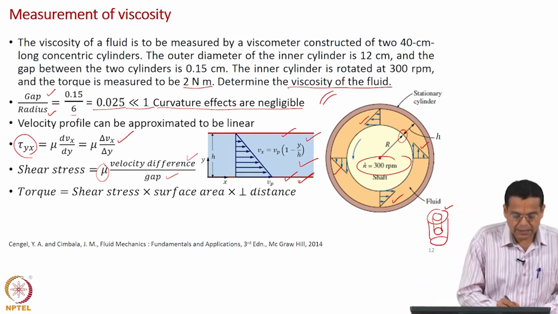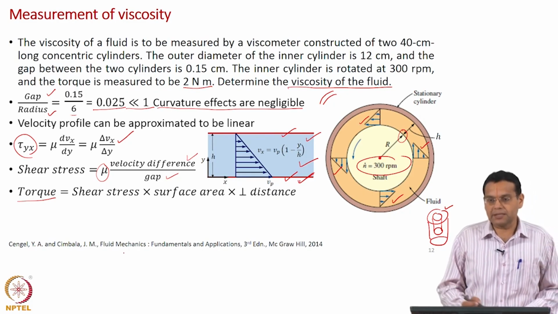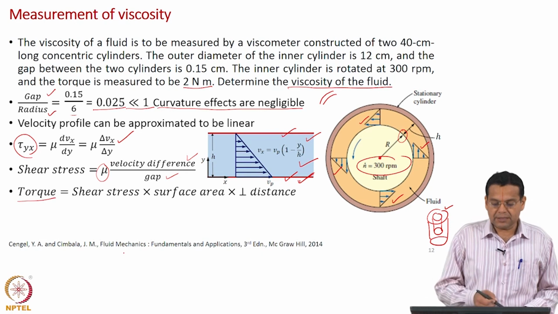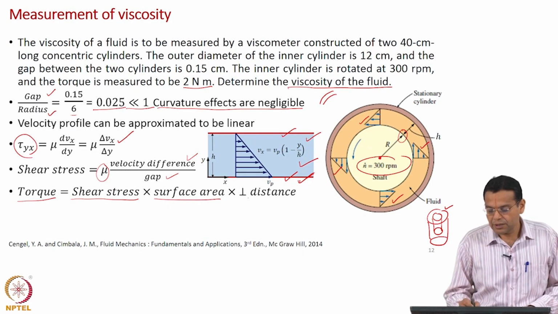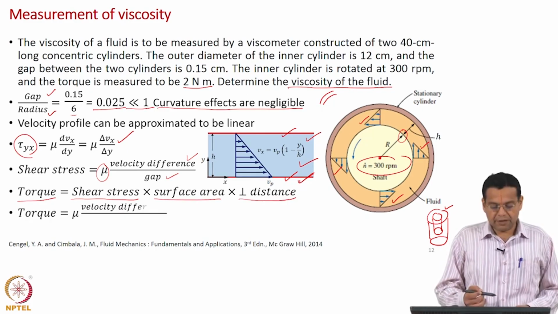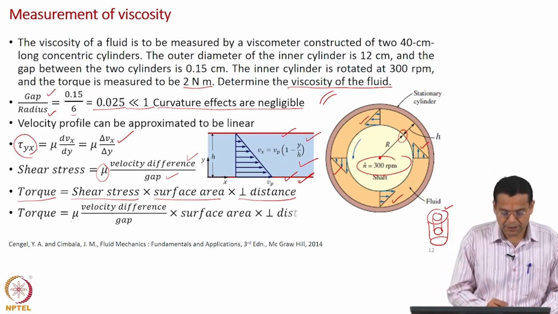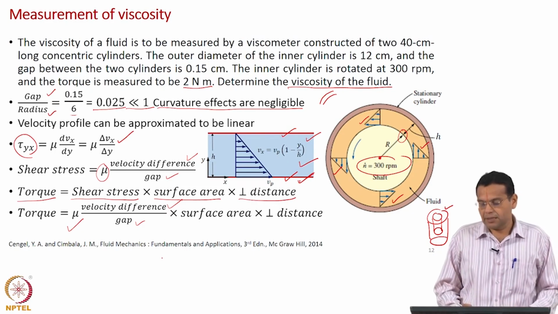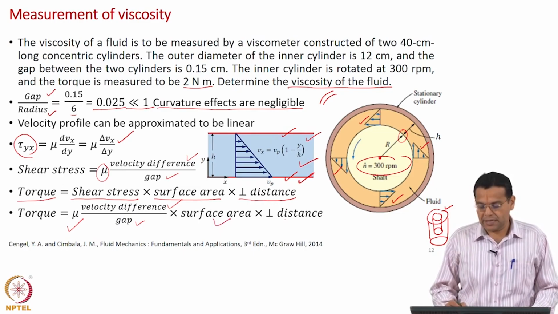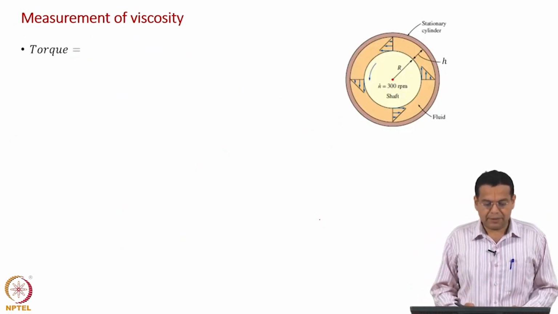Okay. So, let us write an expression for torque. What is torque? It is force into the perpendicular distance. What is force? The stress into the surface area. So, torque is shear stress into surface area into the perpendicular distance. We have related shear stress to the velocity difference in the previous equation. So, let us substitute that equation. Shear stress is equal to mu into velocity difference by the gap. When I say gap, the distance between the two cylinders, multiplied by surface area multiplied by perpendicular distance. Okay. So, let us continue. The same expression is written here.